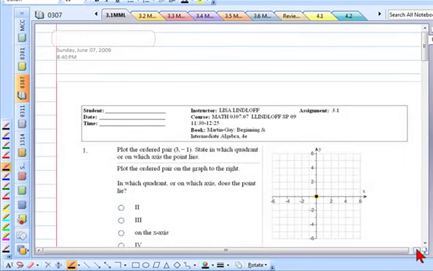Start section 3.1, which is the section on graphing in the coordinate plane. So 3.1 is graphing in the coordinate plane.